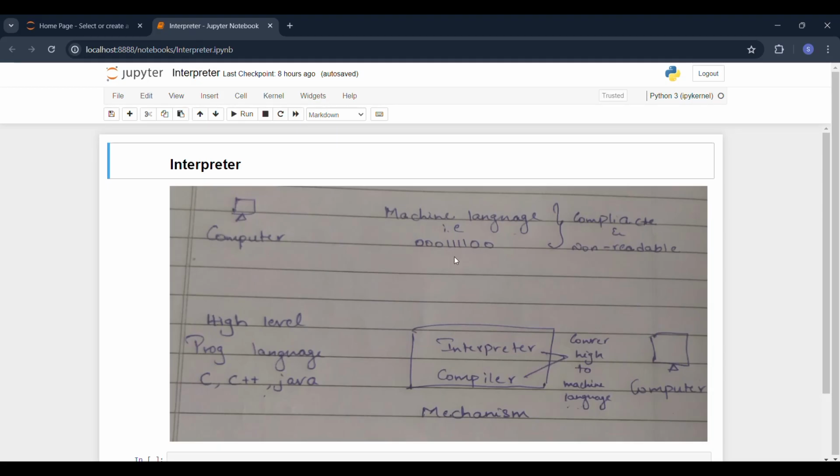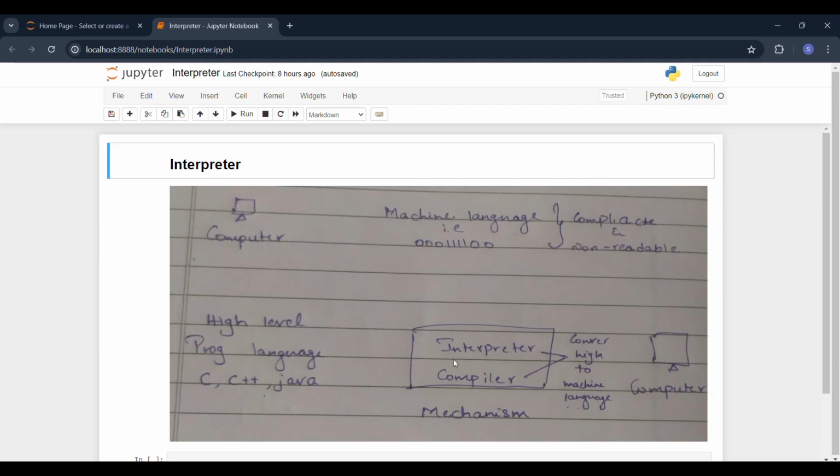At that particular time, so that humans could understand, they developed high level programming languages like C++, Java, Python. These high level programming languages can't be understood by the computer because they are written in something like our human languages. So they developed one mechanism. That mechanism is called the interpreter and the compiler.